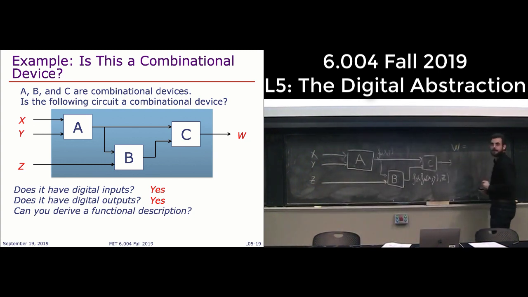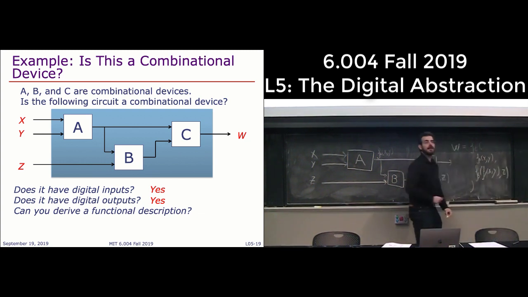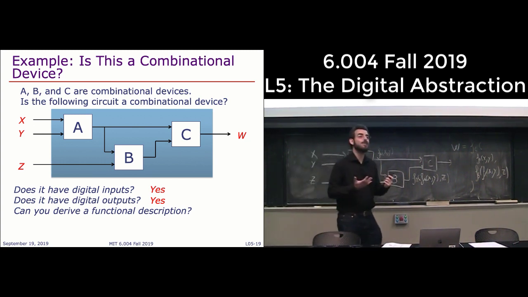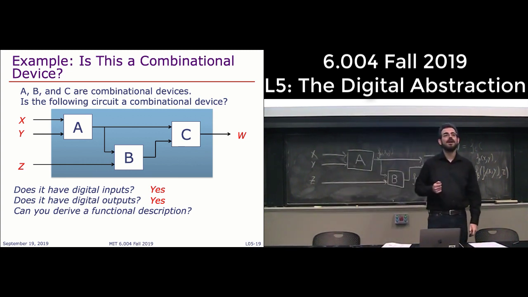What is W? Well, it's fc of fa xy, comma, and this whole thing over here, fb of fa xy, comma, z. So if I give you the functions of each of these three circuits, you can compute the function of the overall thing. What about timing?